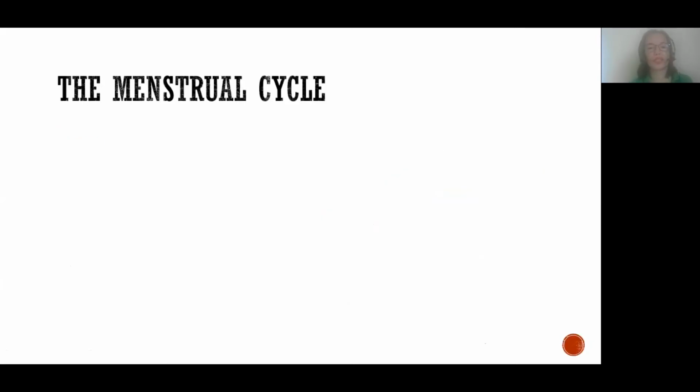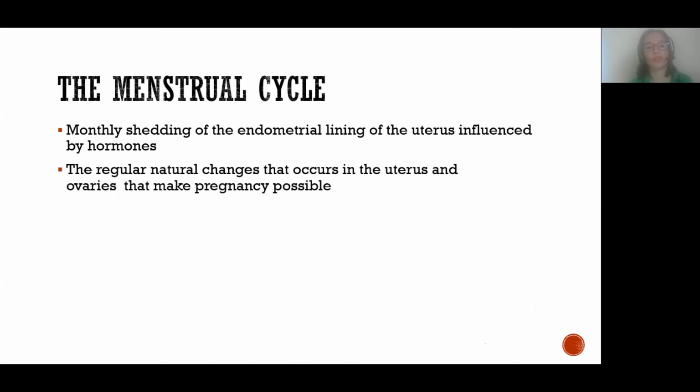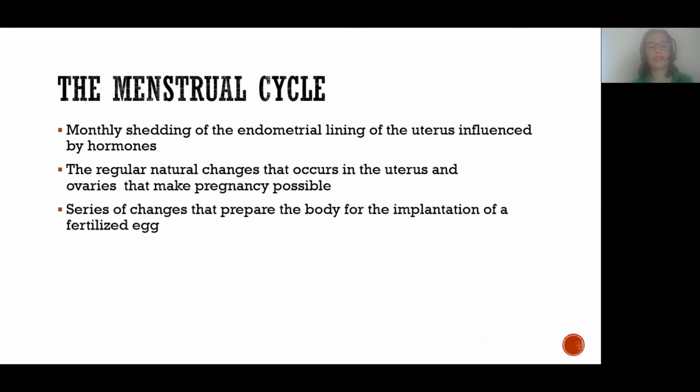Okay? So let's see what is happening in the uterus. The menstrual cycle is the monthly shedding of the endometrium lining, and this is, of course, influenced by hormones. These are the changes that make pregnancy possible. It's a series of changes that prepare the body for implantation of the fertilized egg. And take note, the first menstrual cycle is termed as menarche.